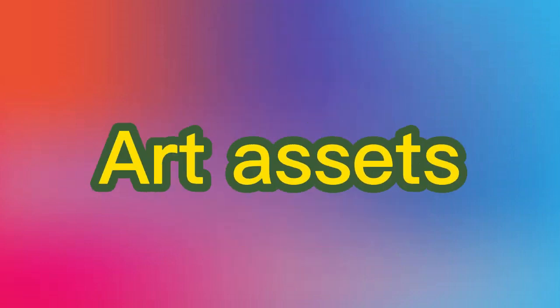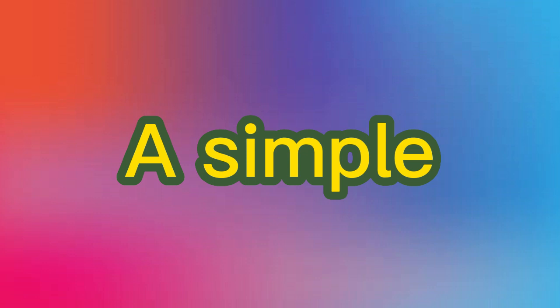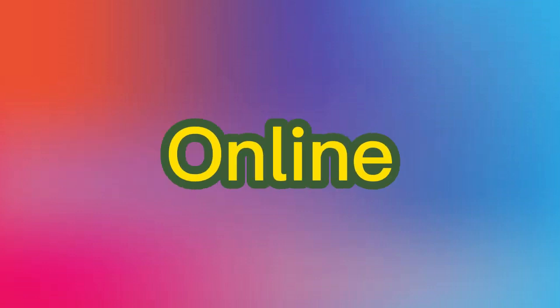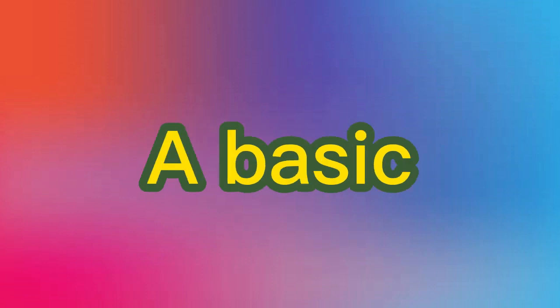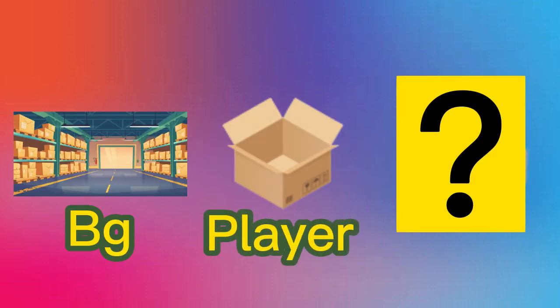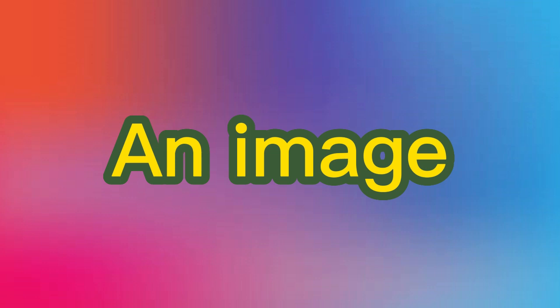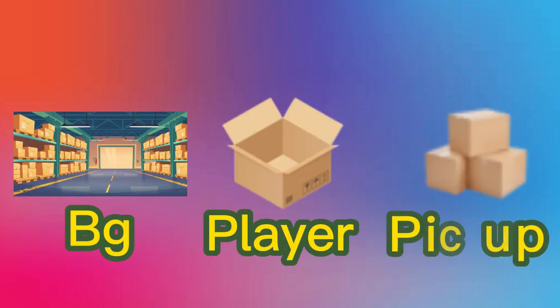Let's get started with the art assets. For the art assets, I used a simple warehouse with stacks of boxes I found online for the background. For the player, I used a basic cartoony box. And the item to catch, I used an image of 3 boxes stacked on each other.